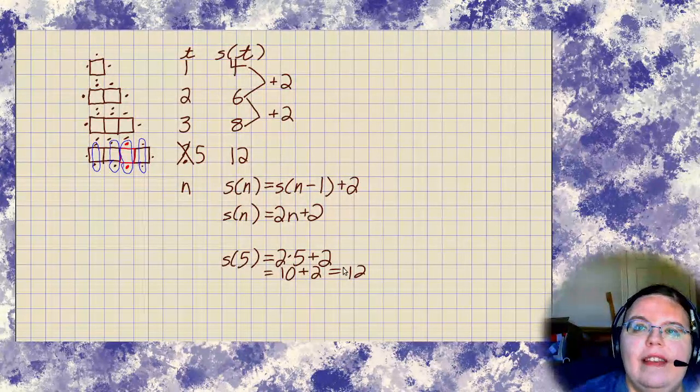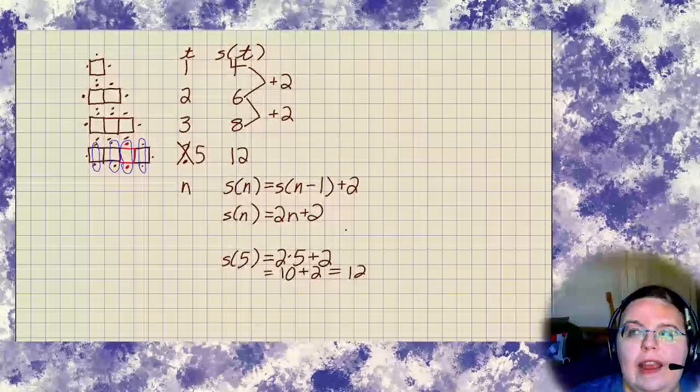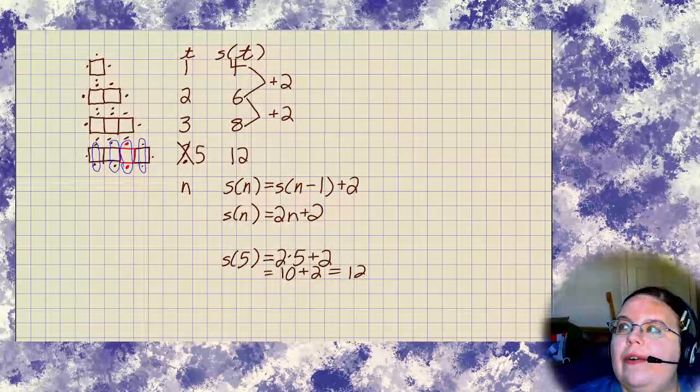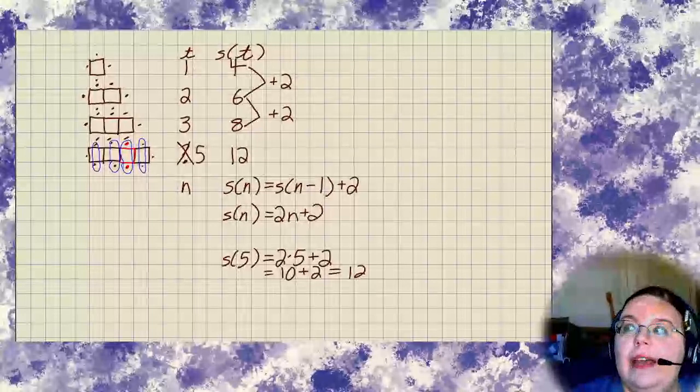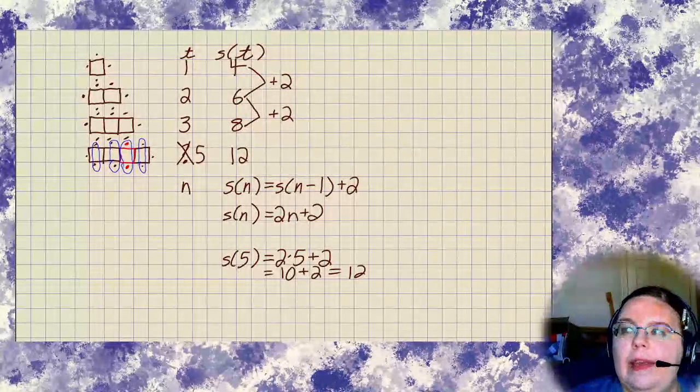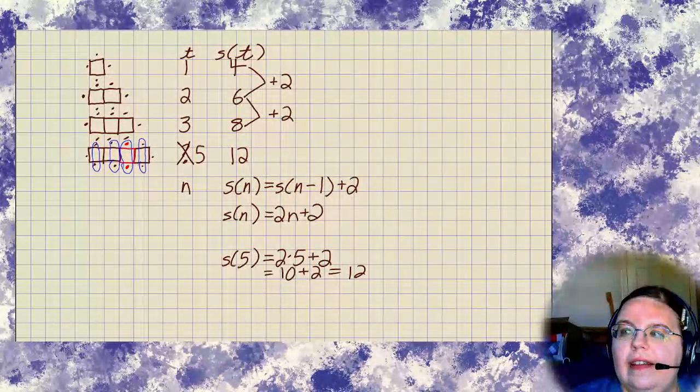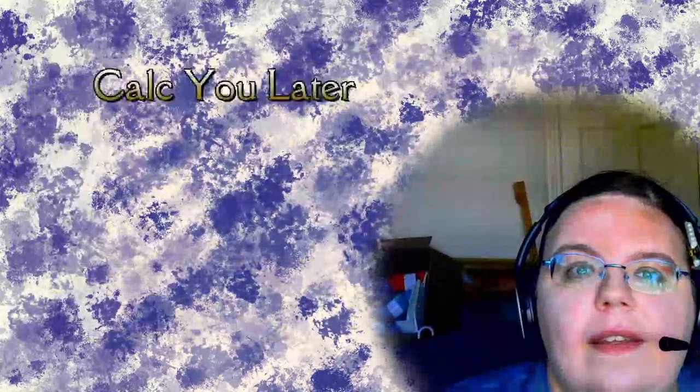So now we can see how many tables would be needed for a group of 12 people, and we can calculate how many people can fit around any number of tables. So calculator.